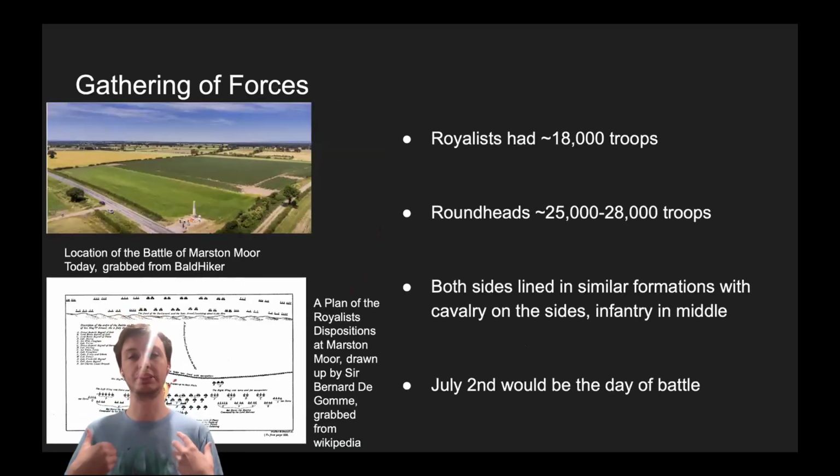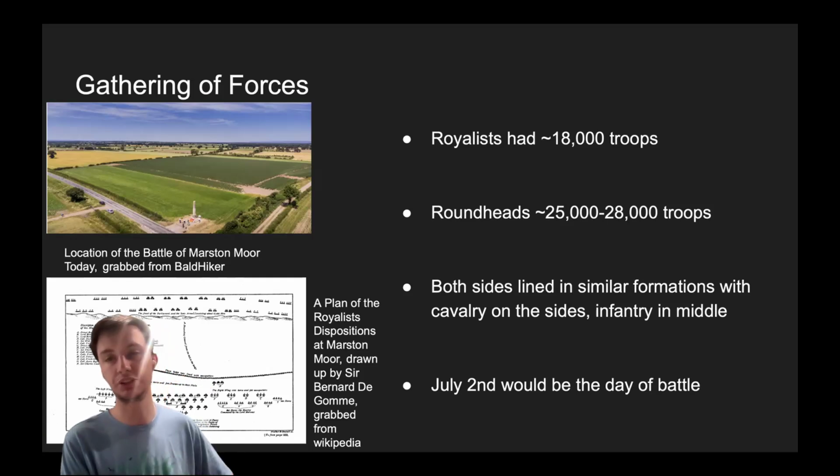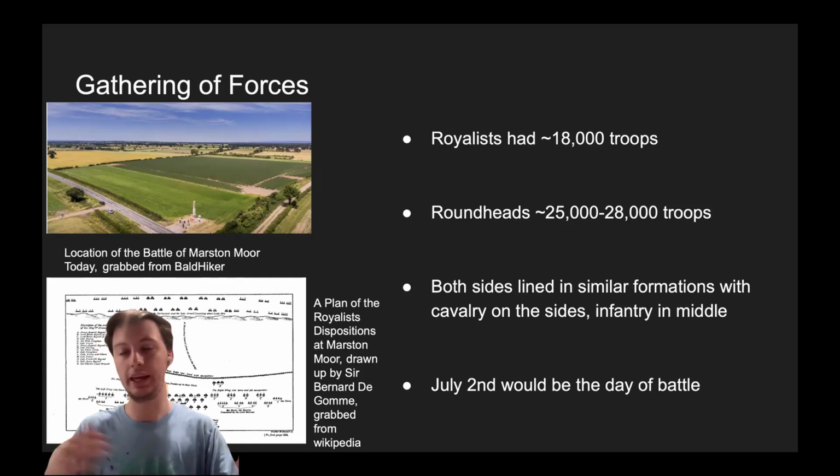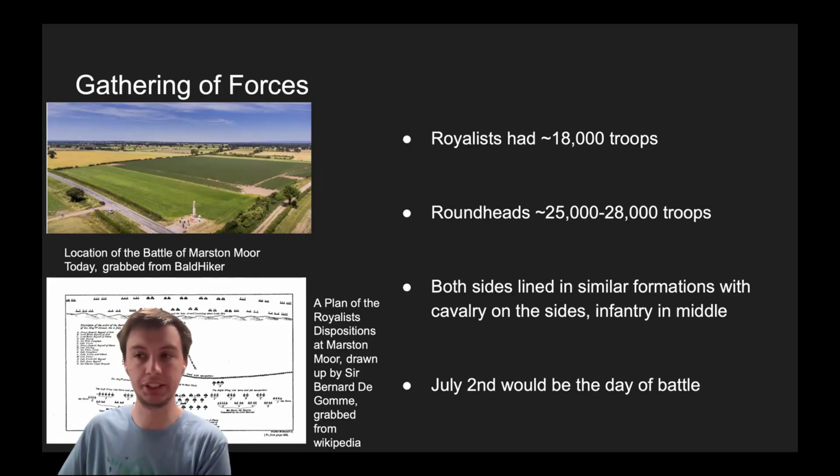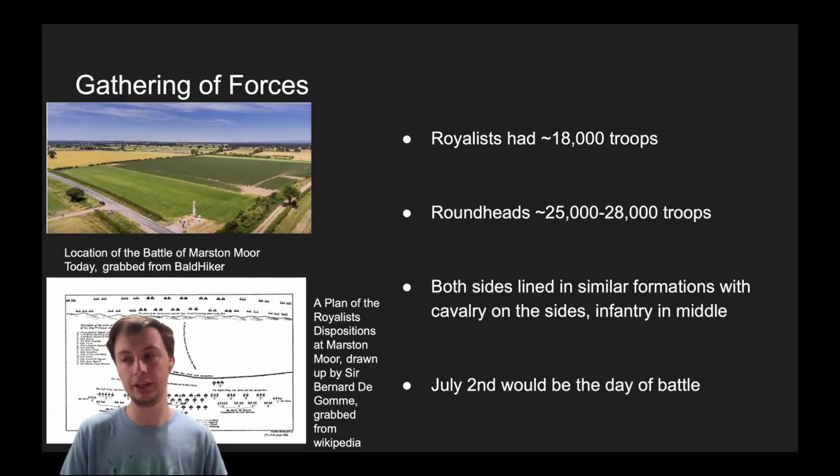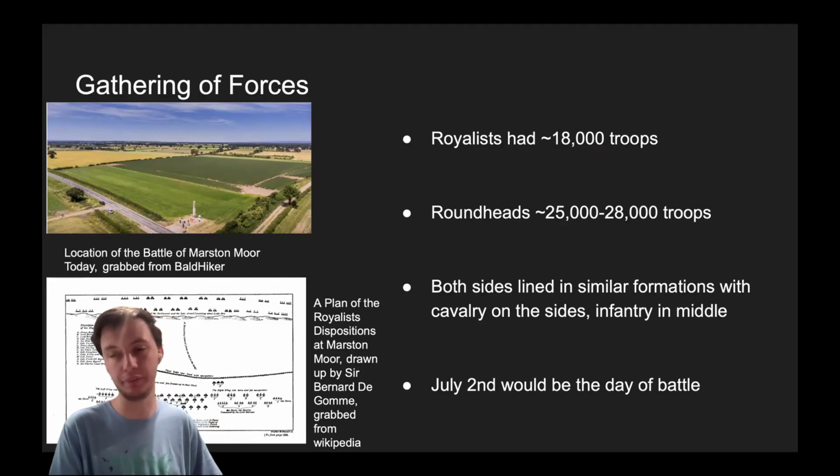Now, the gathering of the forces at Marston Moor: these forces would meet due to King Charles I asking Prince Rupert of the Rhine, hey, I need you to go uphold the siege in York, because they are currently under siege. I need you to go relieve them. He would get there and successfully do that, but they would also catch wind that a large Roundhead Parliamentarian force was on the way, made up of Roundhead soldiers and troops from Scotland.